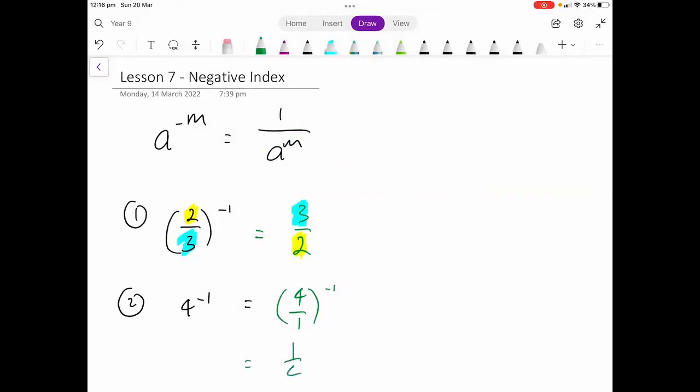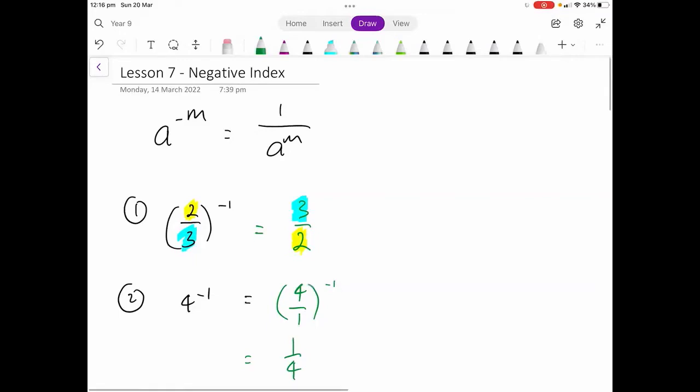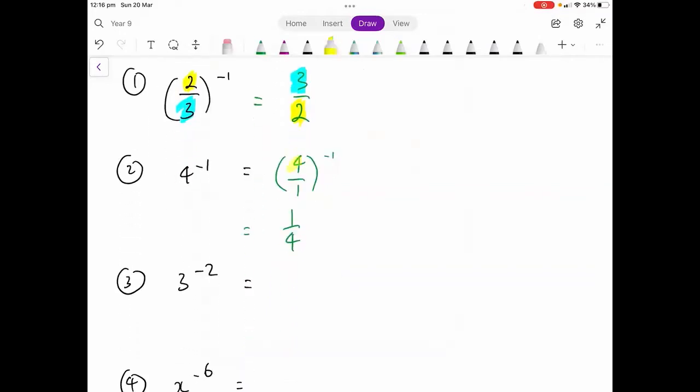Similarly, question 2, you have 4 to the power of minus 1. We flip this upside down, so you can think of 4 as 4 over 1. So when you flip it upside down, it becomes 1 over 4.